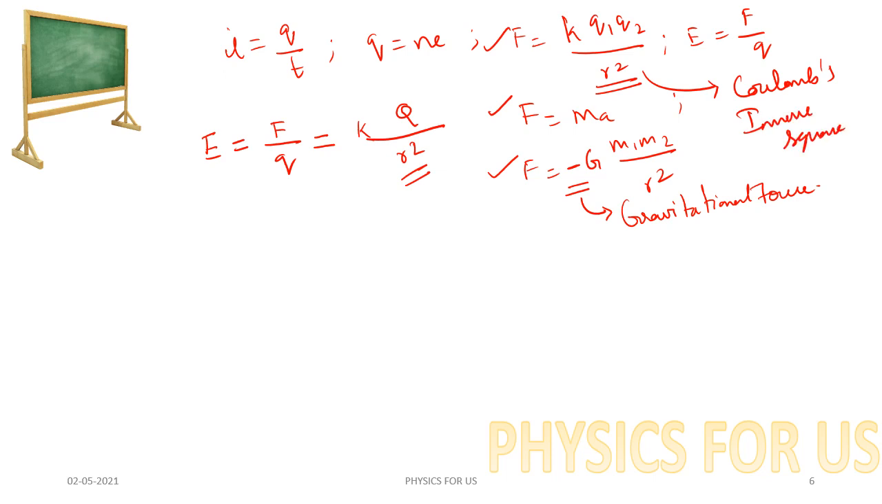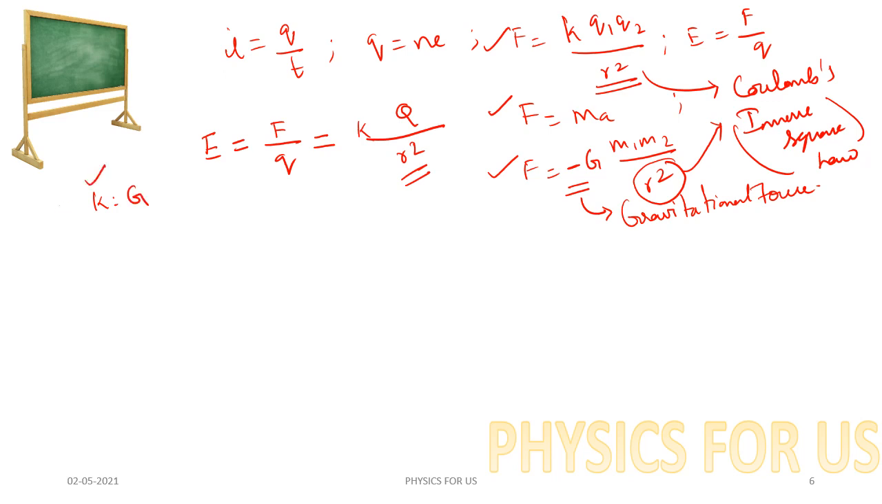Inverse square law, right? Because we have a square in an inverse. Similarly for this gravitational force, it's an inverse square law. Okay, suppose, how can we find the ratio of K to G?